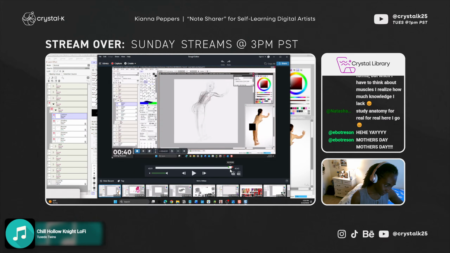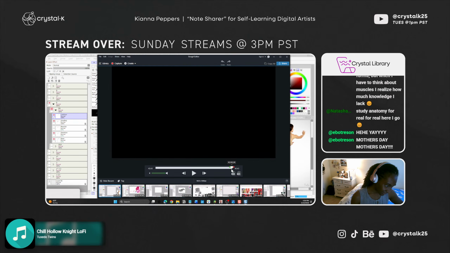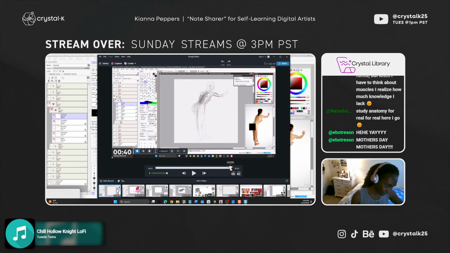Okay. Oh wow, look at that snap. The before and after. If I can... No, I can't. My favorite part of my favorite song in Hollow Knight, Green Path.